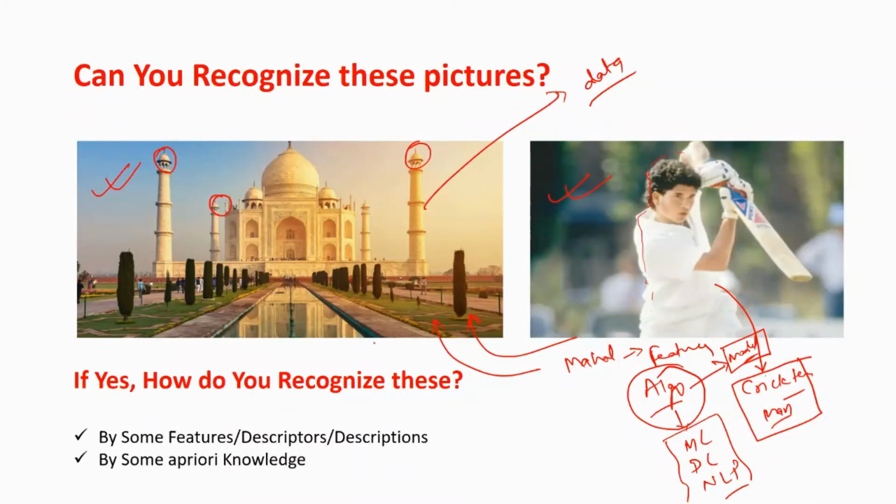You have identified or recognized these pictures by some features or descriptors or descriptions, or by some a priori knowledge. A priori knowledge means someone would have told you that this is the Taj Mahal, or if you have visited the Taj Mahal, then you can easily recognize these pictures. Similarly, for Sachin Tendulkar, someone would have shown you the picture, or you would have seen him somewhere playing cricket, somewhere earlier in the past. And this kind of knowledge is called a priori knowledge, right?